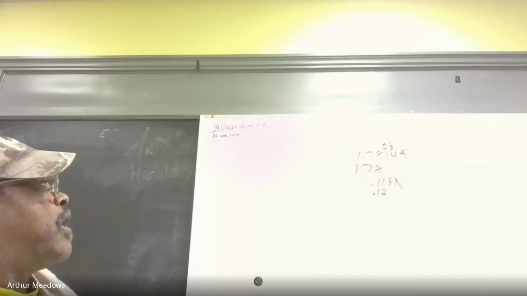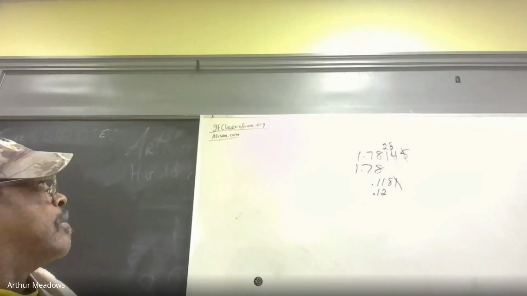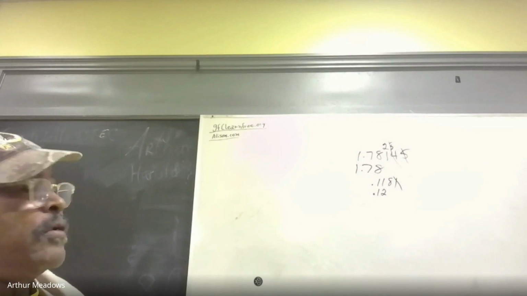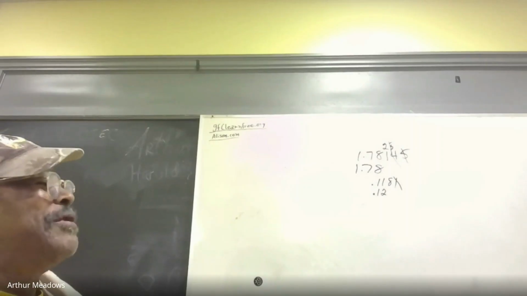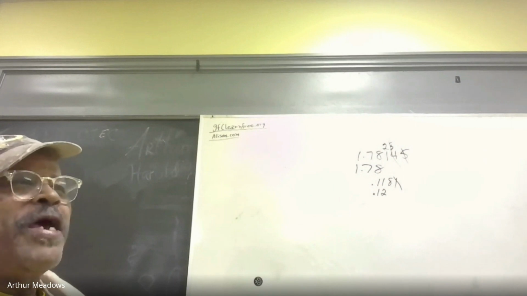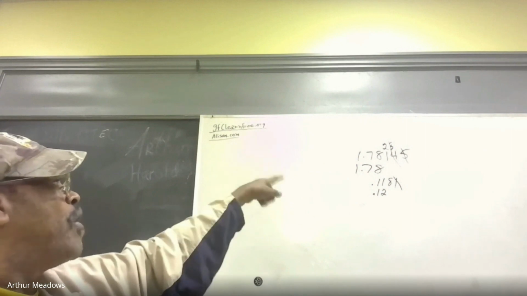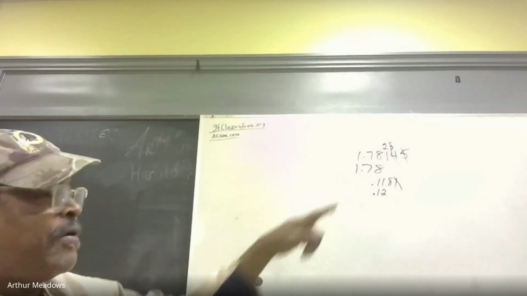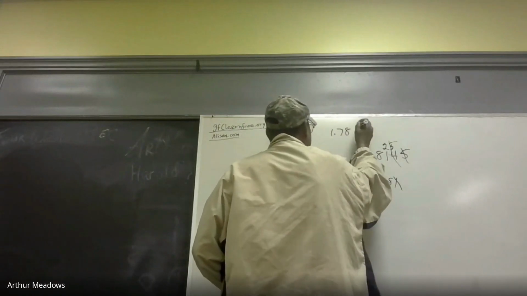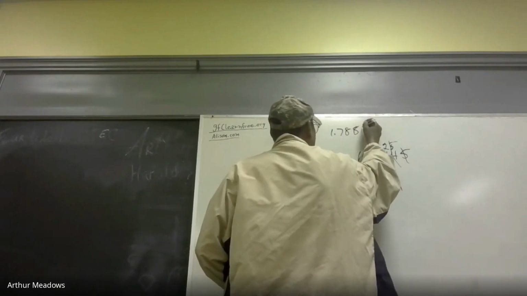Hey, Mr. Meadows. Yes, sir. But that number that you got up top was missing an 8. It's 1.788145. Wait a minute. You all are giving me these numbers and I'm writing them down. That's what you told me, 1.78145. Well, you misheard the 8. You didn't put the other 8 in there. It's supposed to be 1.788145.